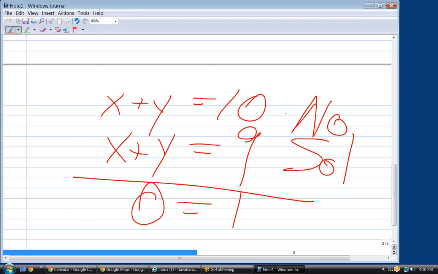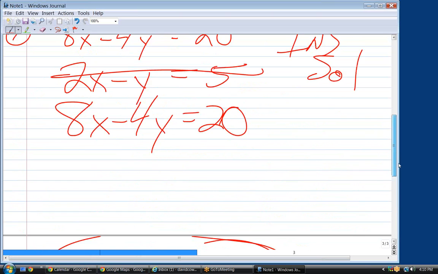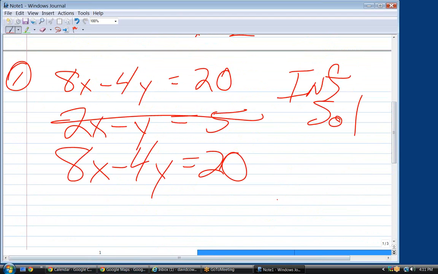Okay? So there's the conceptual way to look at it, and then there's the shortcut: when you go to solve it, if you get 0 equals 0, that means infinite. If you get 0 equals 1 or some other number, that means none, or no solution. So that might be the easiest way to remember it.